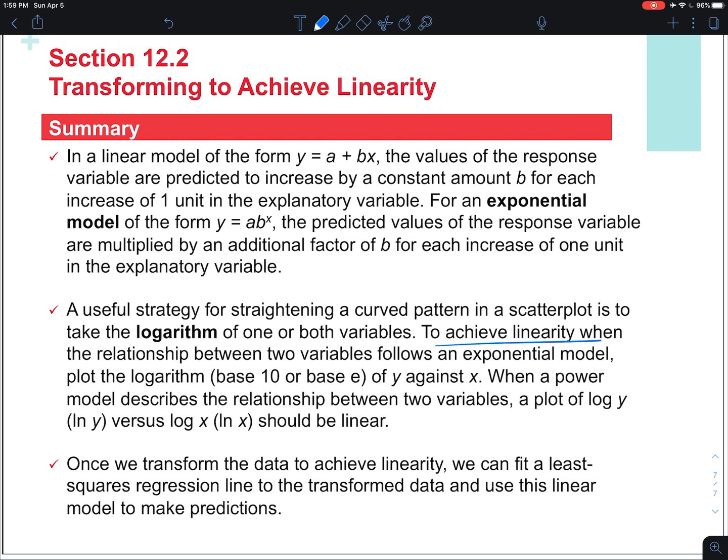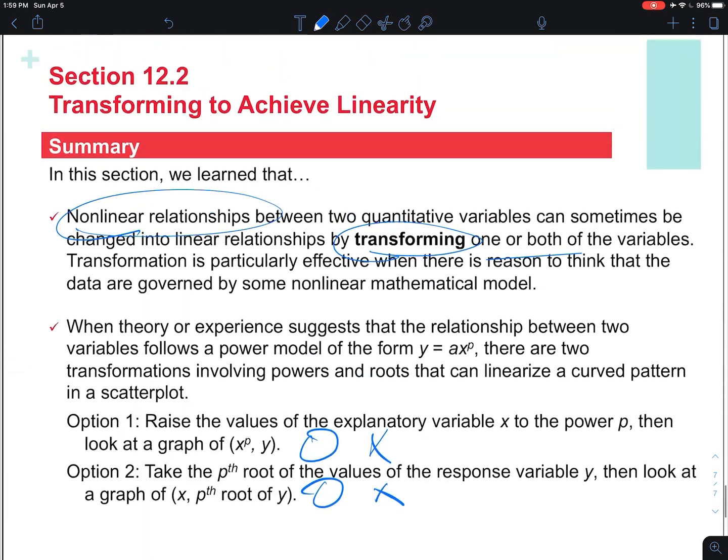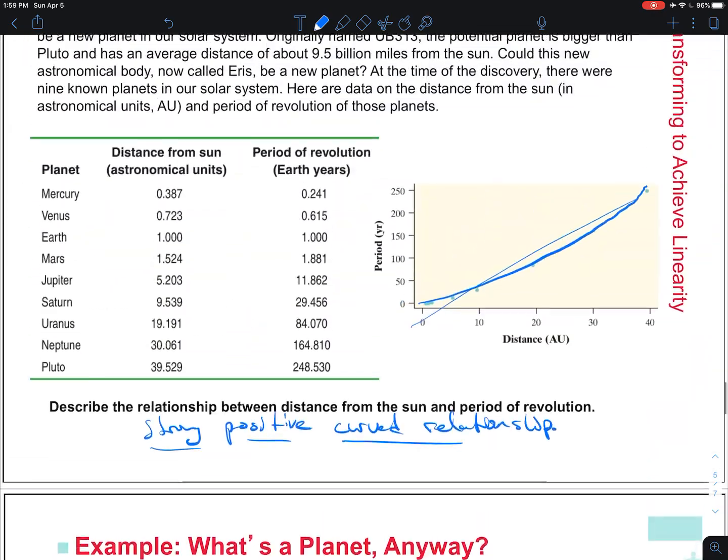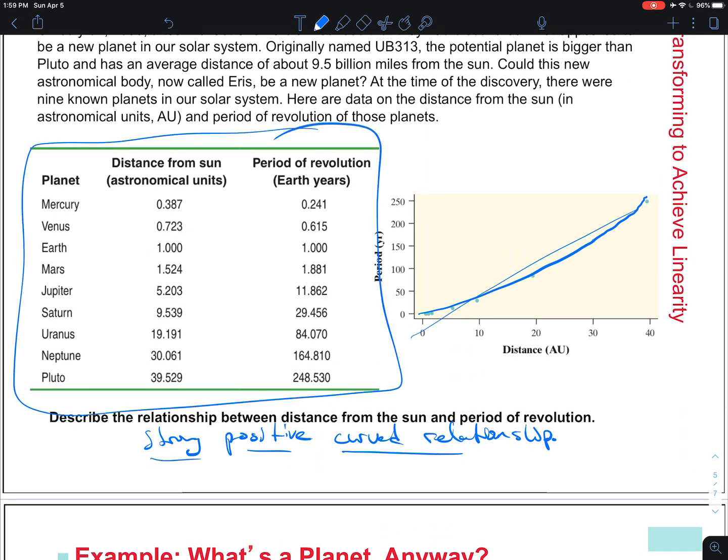Those are really our two relationships here. To achieve linearity, when the relationship is exponential, take the log of y against x. If it's a power relationship, log y versus log x. Those are the ones that you're going to be asked to carry out. For the most part, as you'll see on the problems you're about to try in the worksheet, the transformations have been done and you have to assess. It's a rare instance where you're given the data and have to carry out the transformation yourself.